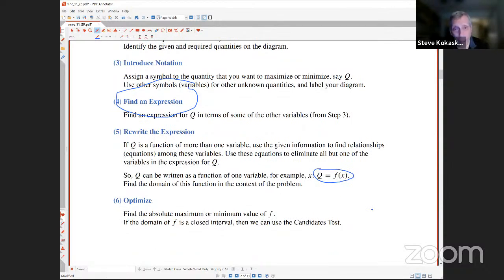Now I want to find the absolute maximum or minimum value of F using any one of the ideas or concepts that you've learned already. And one of the ideas that we've talked about is the candidates test. We can use that if the domain of F is a closed interval, and if F is a continuous function. So I'm going to try to illustrate the candidates test here, although Tom may argue a little bit with me on this one, but let's see what happens. Here we go.